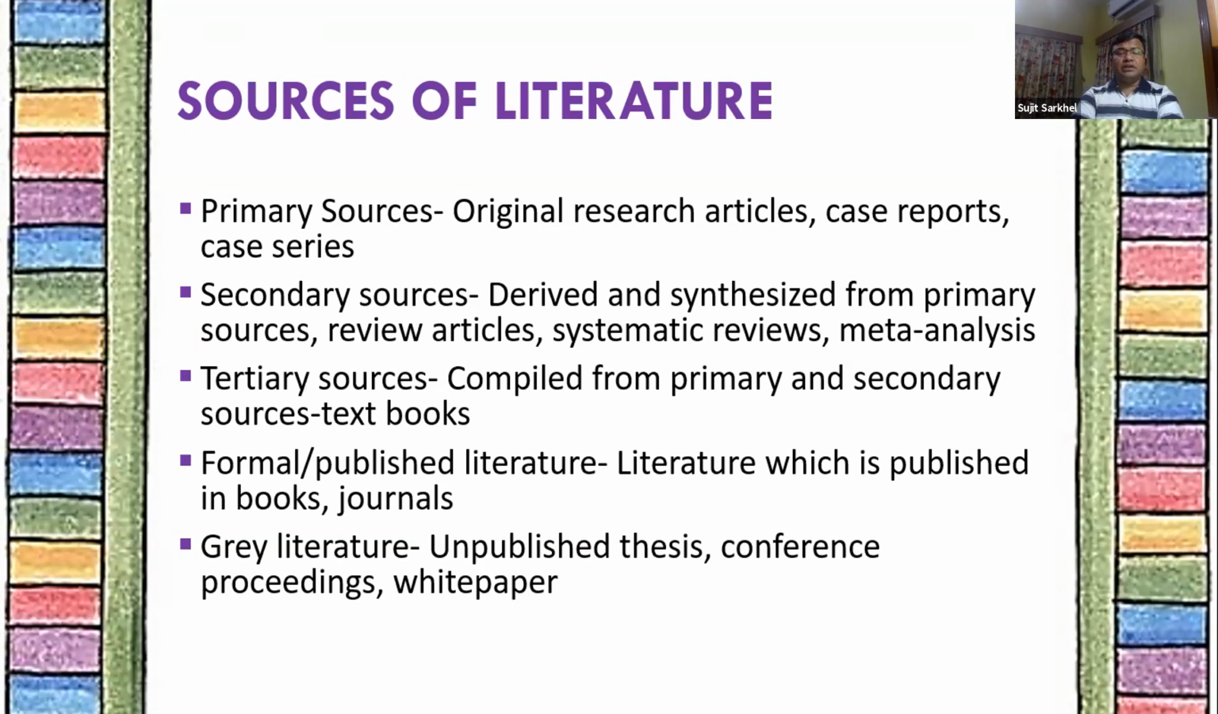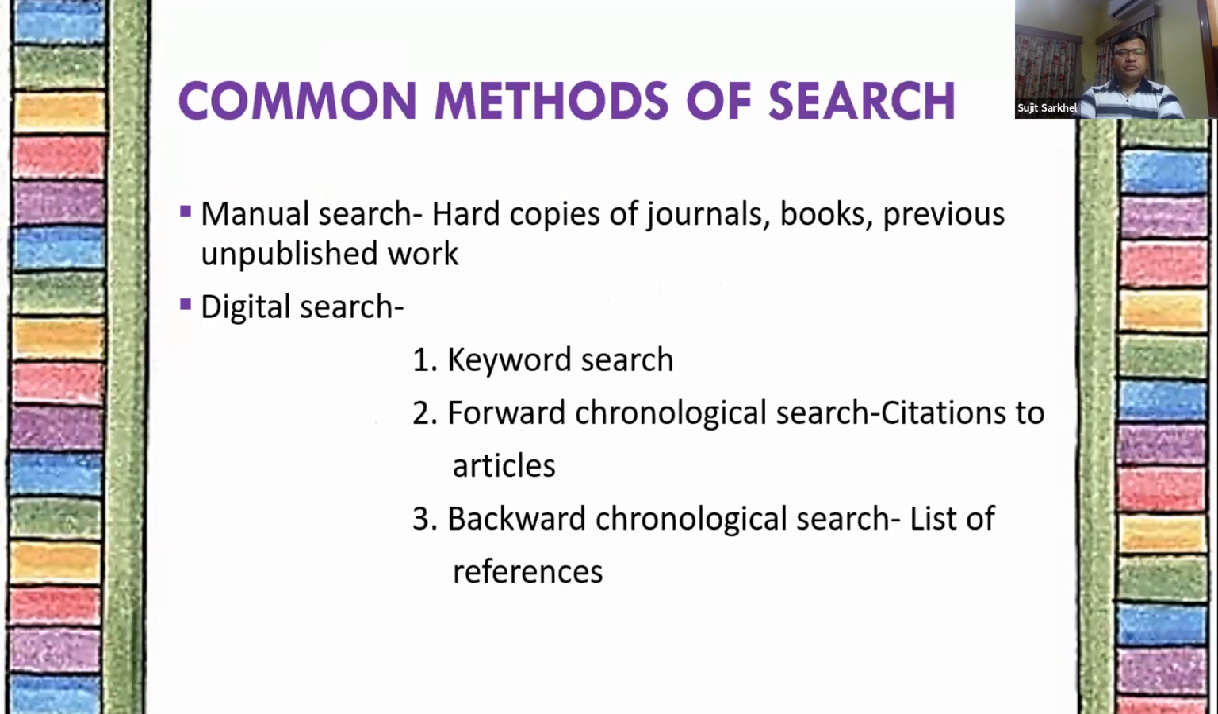This is very important because it constitutes a huge literature load, which includes unpublished theses, dissertations, conference proceedings, and white papers of government organizations. So a proper literature review, if it is to be published, should also have a look at the gray literature. So having said that, what are the common methods of search?